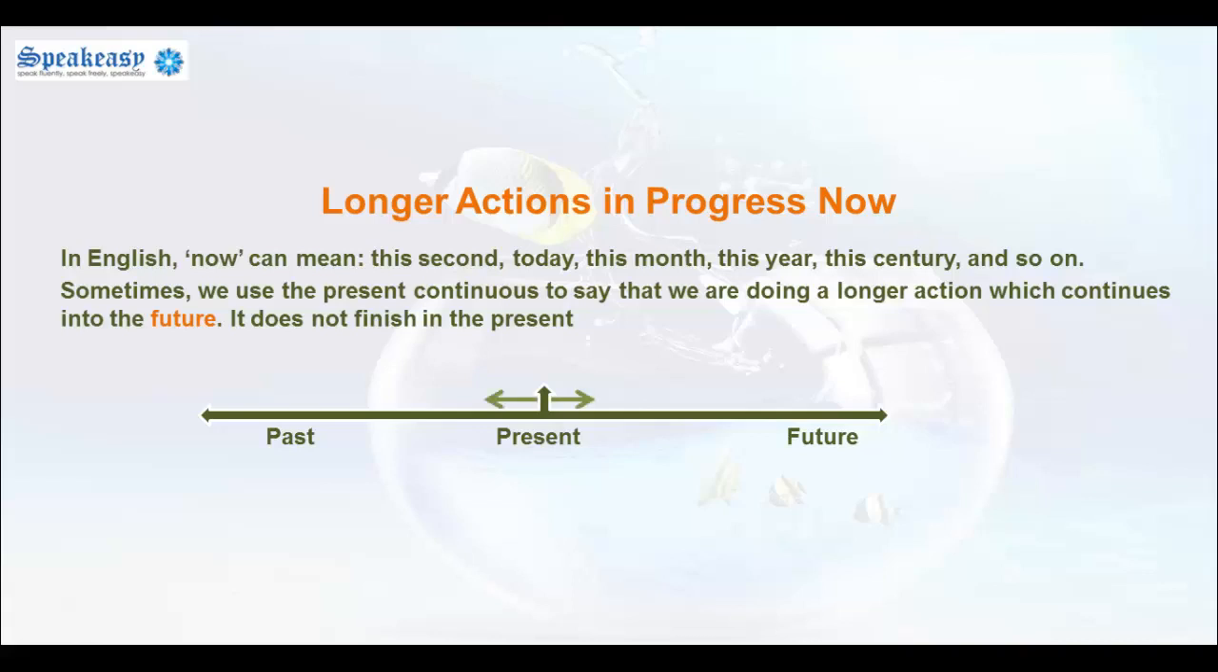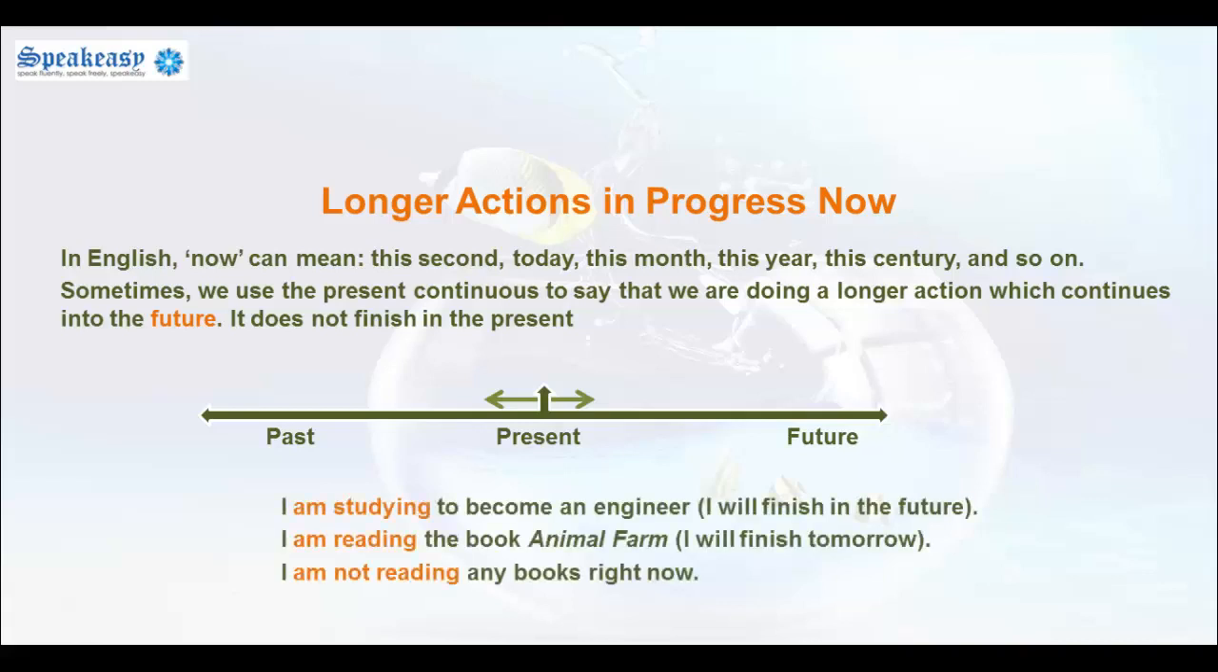Sometimes we use the present continuous to say that we are doing a longer action which continues into the future. It does not finish in the present. I am studying to become an engineer. I am reading the book Animal Farm. I am not reading any books right now.